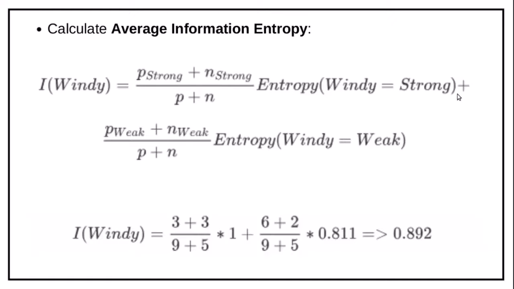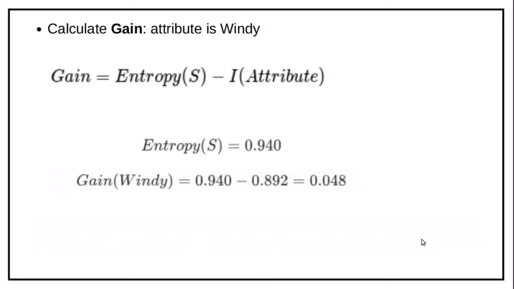Windy equals strong, so positive strong plus negative strong divided by P plus N, and again windy equals weak, so positive weak plus negative weak upon P plus N. As you know, P and N are the values from the original data set, and this P weak and N weak are from this table. So now again substitute the values and the answer will be 0.892, and then again calculate the gain. So the gain will be 0.940 minus 0.892, which equals 0.048.